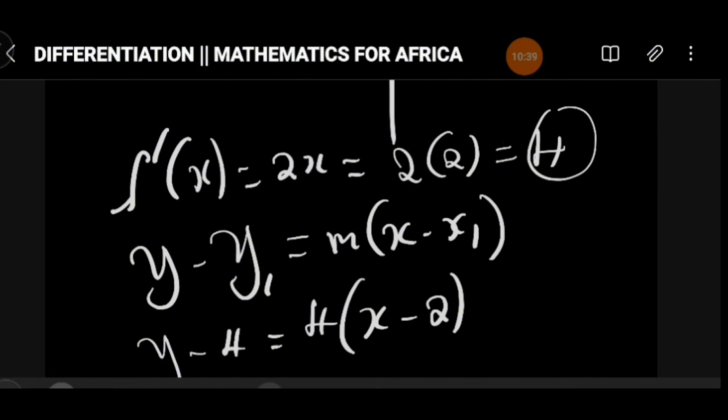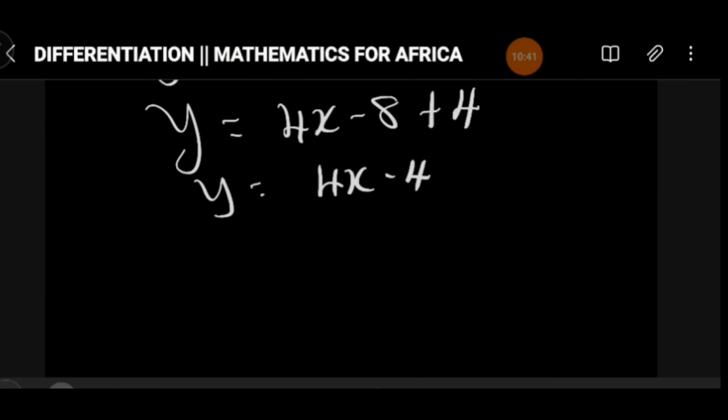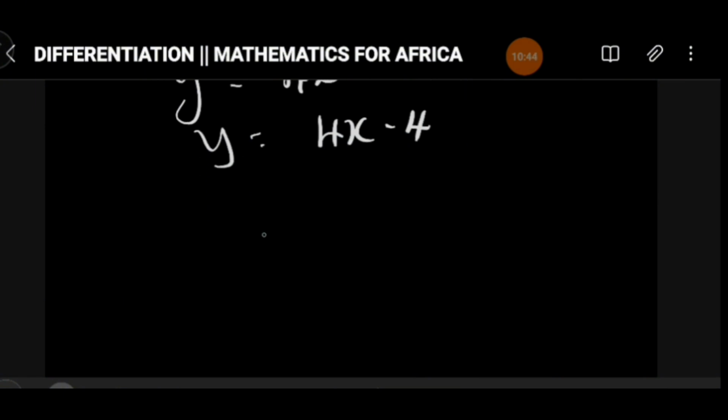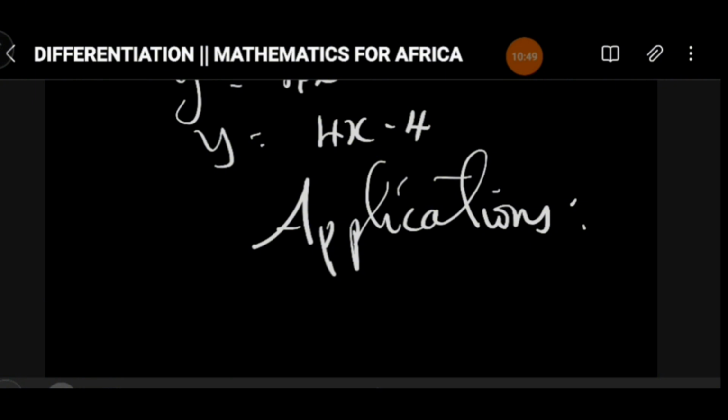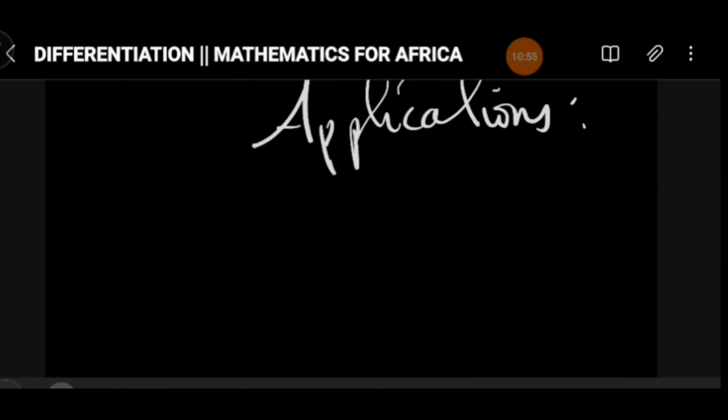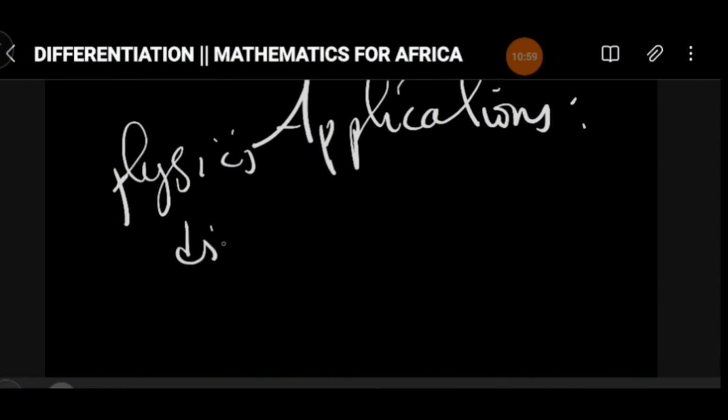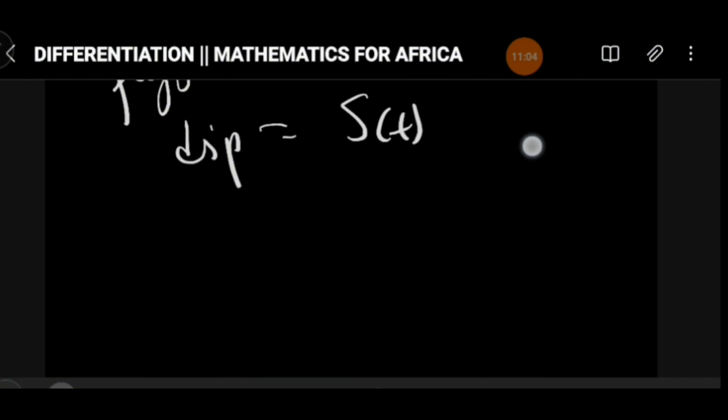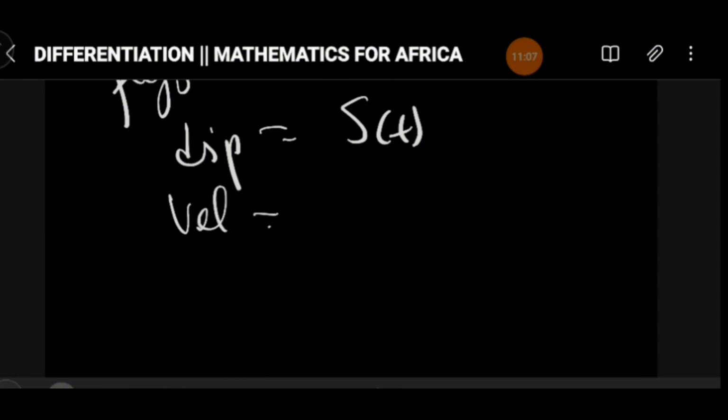So this is all about the introduction to derivatives. And now, the next thing that will come to our mind is applications. Where do we apply this concept of derivatives? Well, let me start with physics. In physics, if you have displacement, let us say displacement equals s of t, that is displacement as a function of time, then velocity will equal s prime of t, that is the first derivative of displacement, and this is the velocity as a function of time.